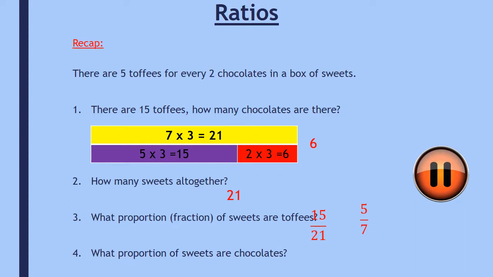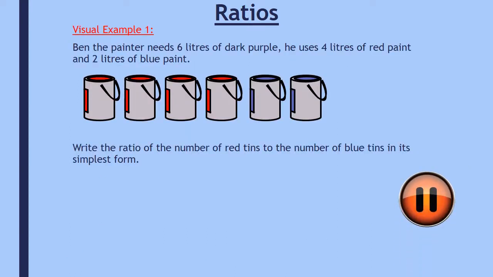What proportion of sweets are chocolates? So we know that when we're talking about the proportion, we're talking about how much out of the total. So there are 21 in total, 6 out of the 21 are chocolates, and the highest common factor there is 3. So 6 divided by 3 is 2, and 21 divided by 3 is 7, so we get 2 sevenths. Well done if you managed to get those. Let's go through another example.